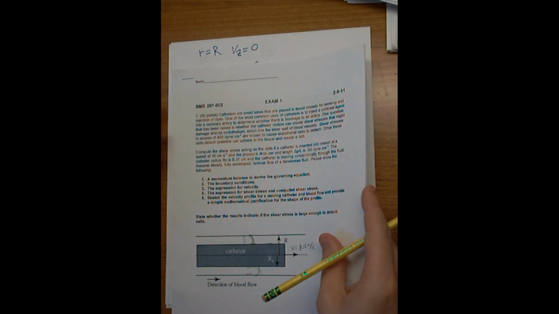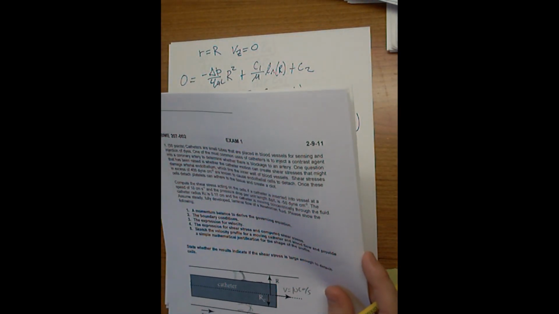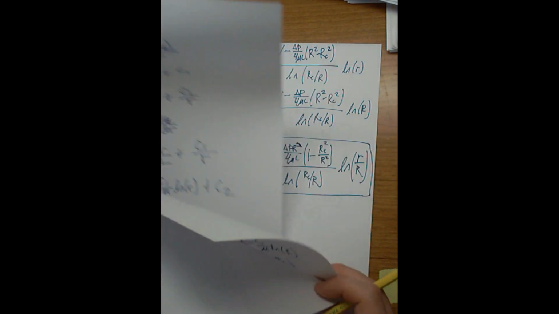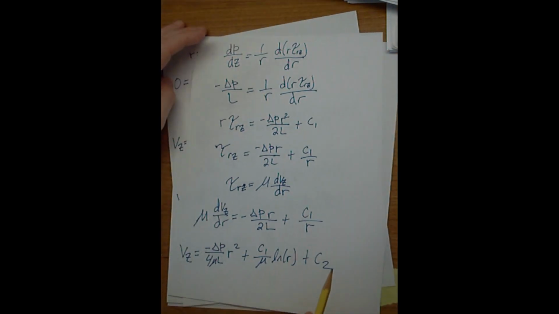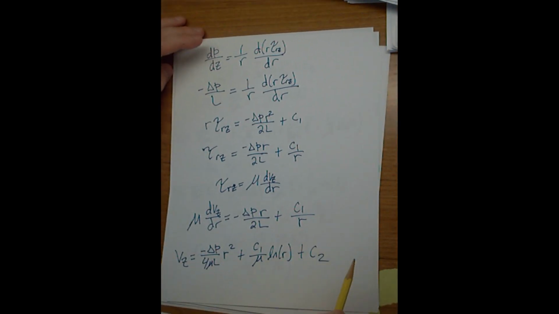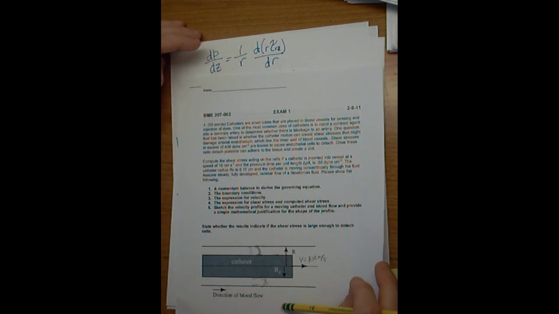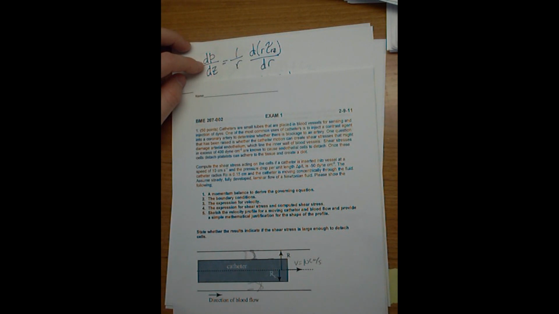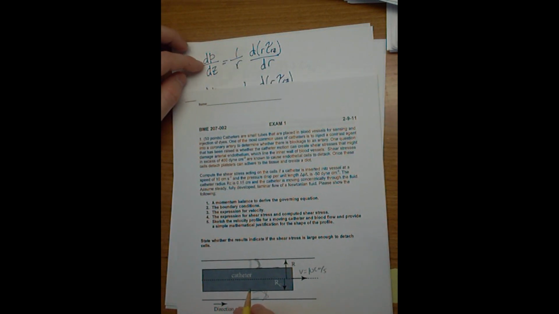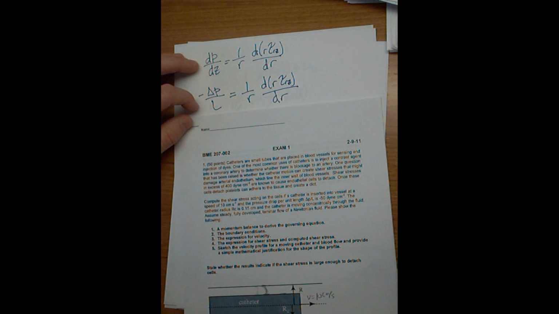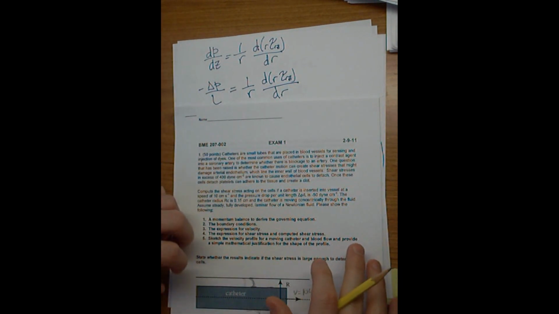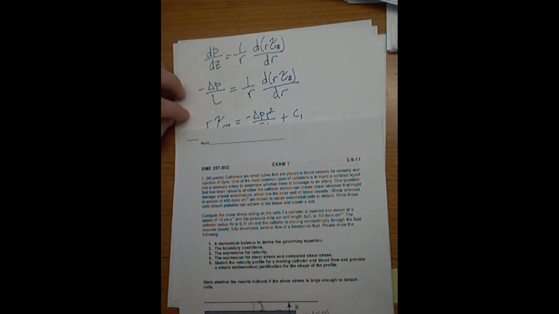So what we can do is, we now need to solve for our velocity profile. Alright, so we're going to start off with our governing equation. And then we know that delta P over L is equal to dP/dz. We have a constant pressure drop, so we can plug that into the equation.